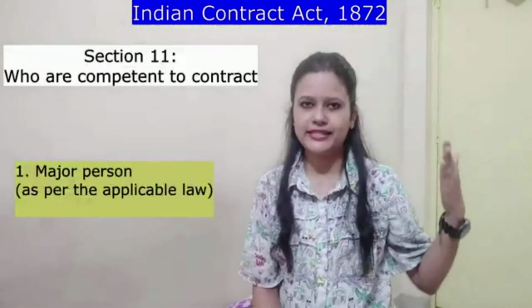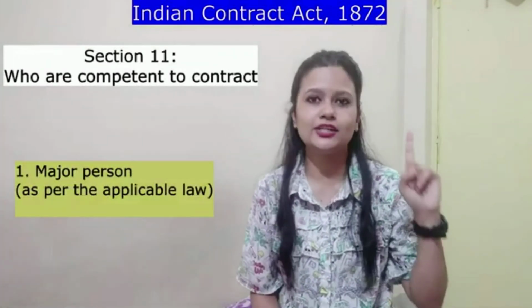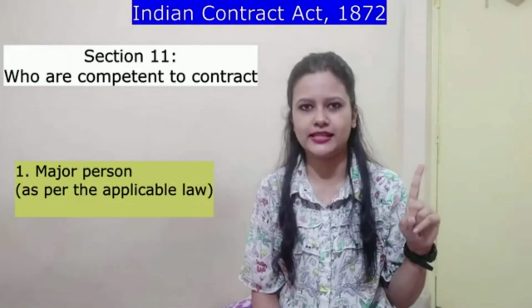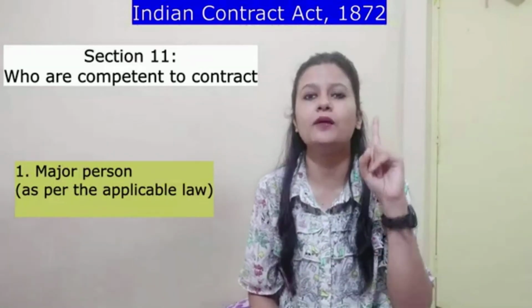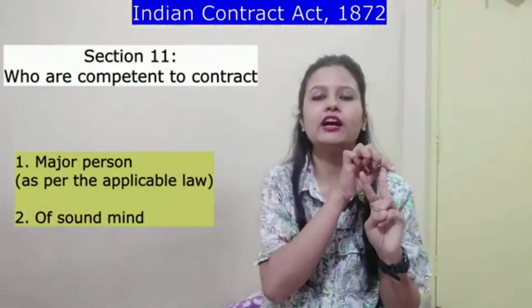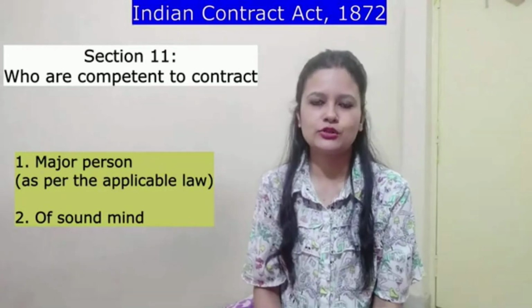So moving back to Section 11 of Indian Contract Act, first condition is that he should be of the age of majority according to the law to which he is subject to. So first condition is that the person should be a major person, not a minor. Secondly, he should be of sound mind. Now, there is a condition with regard to this also.